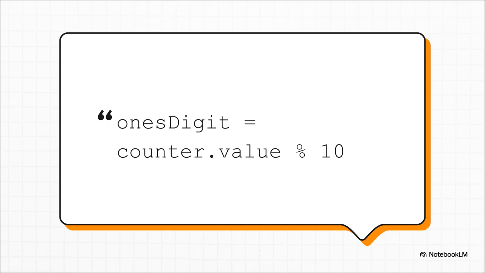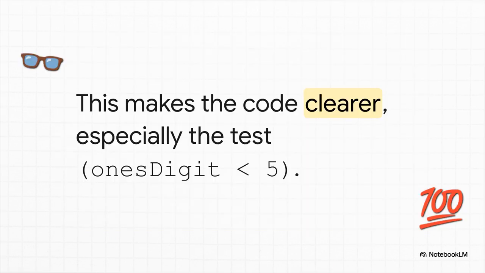This is such a good habit to get into. Why? Because it makes your code practically read like English. 6 months from now, when you look back at this, seeing a variable named ones digit makes it totally obvious what you were trying to do. It makes your code so much easier to understand and fix if something goes wrong.